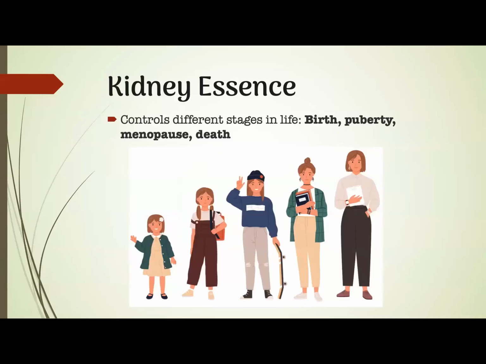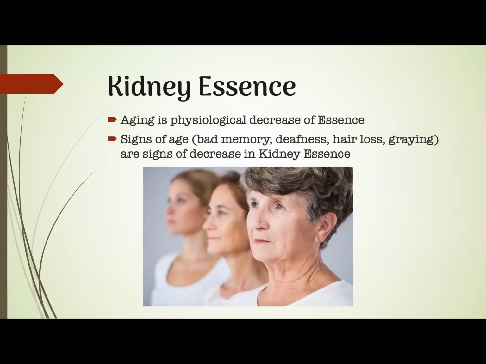Kidney. Essence controls different stages in life: birth, puberty, menopause, and death. Aging is physiological decrease of essence. Signs of age like bad memory, deafness, hair loss, and graying are signs of decrease in kidney essence.